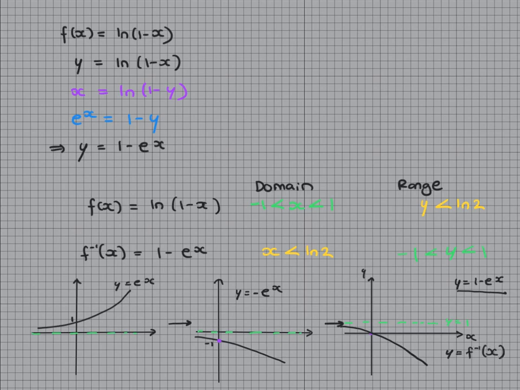But we have a domain, which is that x is less than ln 2. So the graph must be restricted by that point there. And the y values are between -1 and 1. So there's your y value of 1. And this must be a matching y value of -1. So the yellow portion of the inverse function is the graph, stretching back up towards the asymptote for negative values of x.